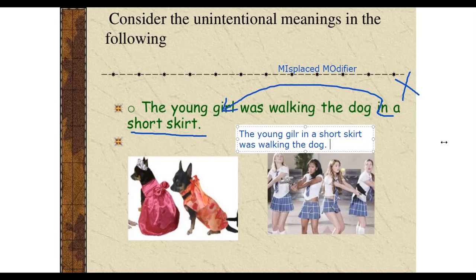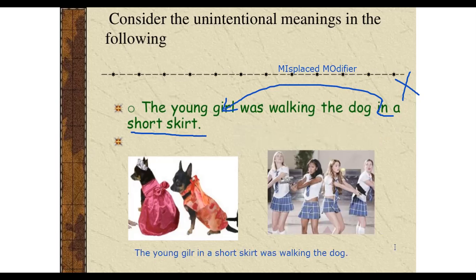Because I described the girl. What kind of girl? She is the girl who's wearing the short skirt. What was she doing? She was walking the dog. Now it's correct because I put the modifier, which is in a short skirt, after the girl. Why? Because it was describing the girl. It wasn't describing the dog. Who's wearing the skirt? The girl. So the young girl in a short skirt was walking the dog. This is correct. The first one was wrong. You see how I fix it?